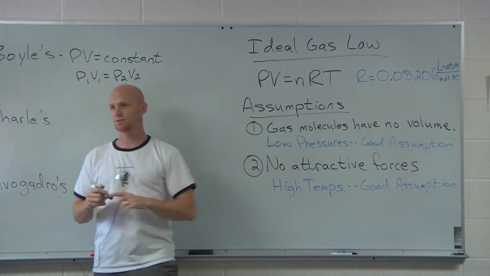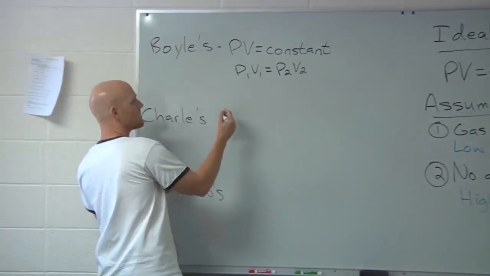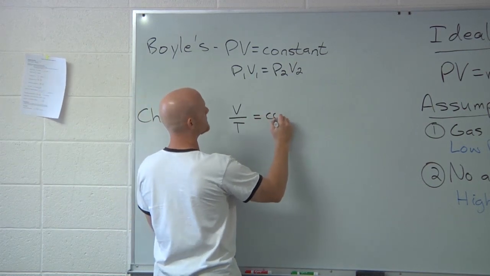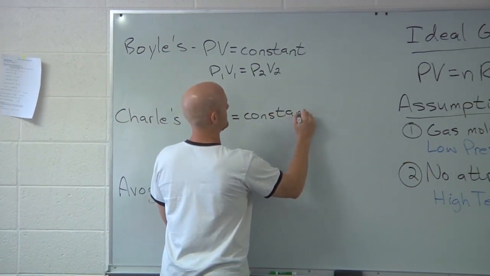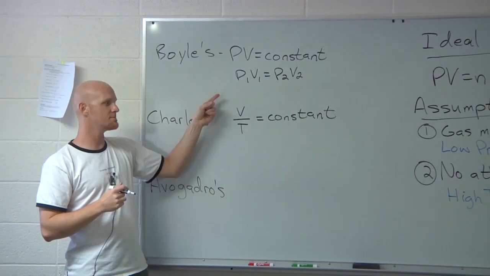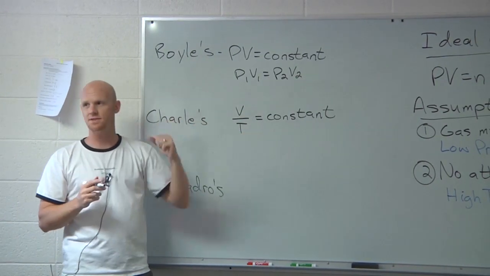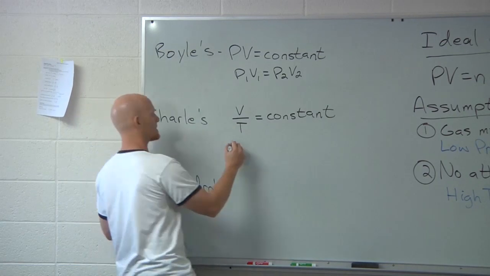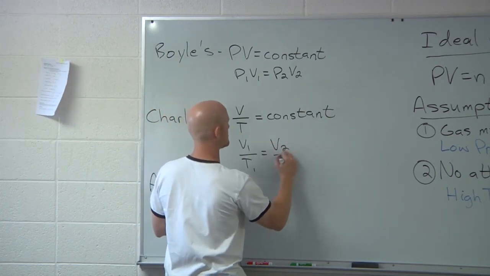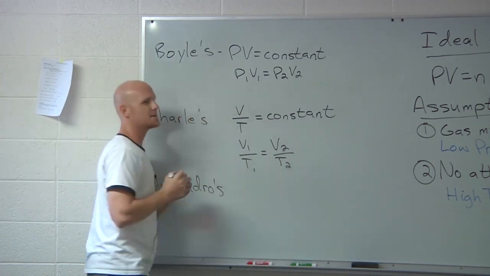They're directly proportional. So as one goes up, the other goes up. A couple of different ways you can express that. You could say volume over temperature equals a constant. And so if volume goes up, temperature has to go up to maintain this equality to a constant. Or again, you could compare two sets of conditions: V1 over T1 equals V2 over T2 means the same thing.